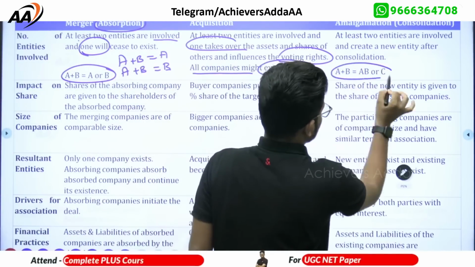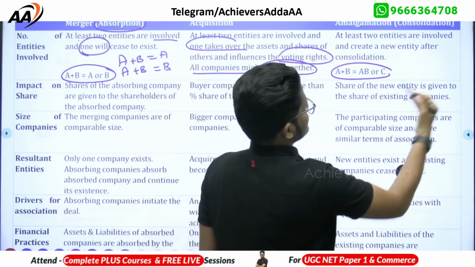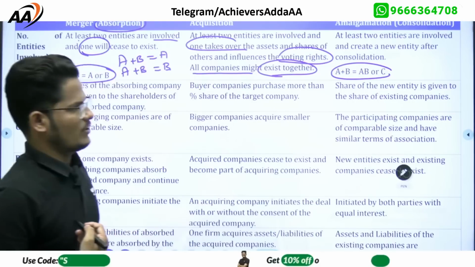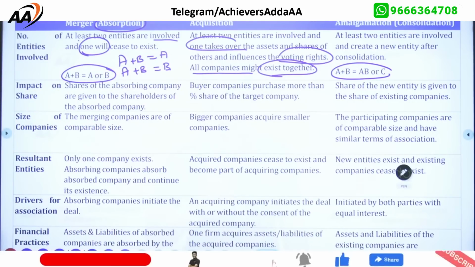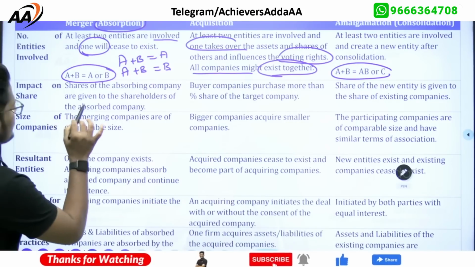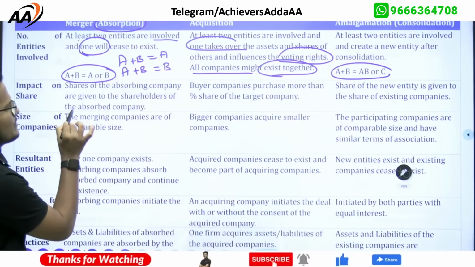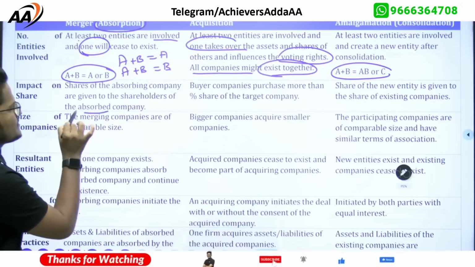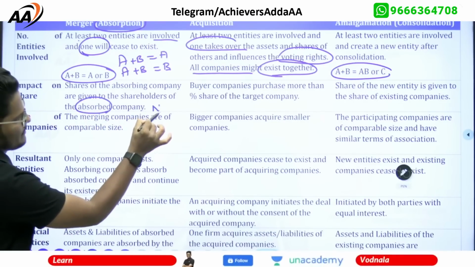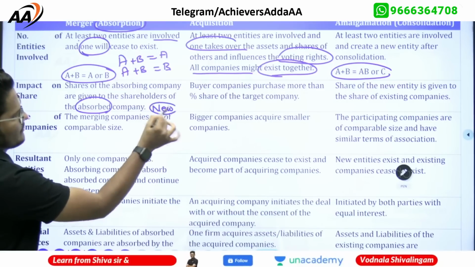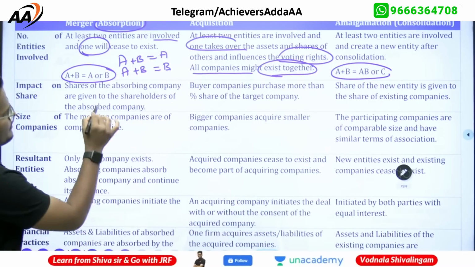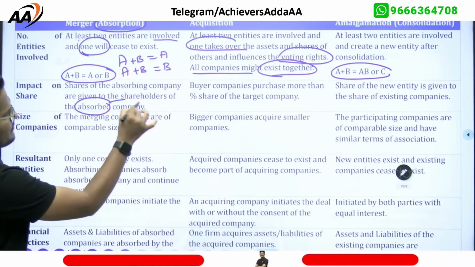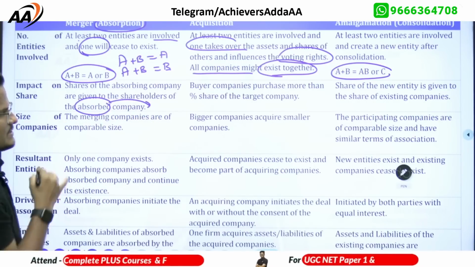Amalgamation is A plus B equal to AB or another C company also. A new company will get formed. Here, in terms of shares, shares of the absorbing company are given to the shareholders of the absorbed company. Not new, in this no new company will be formed. The absorbed company is the company which is taken over.